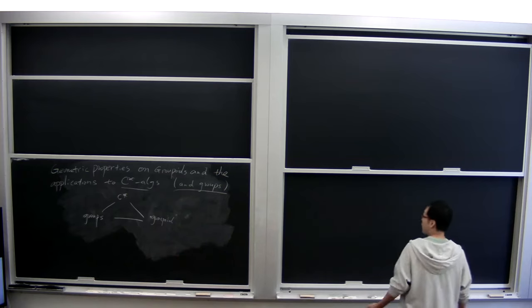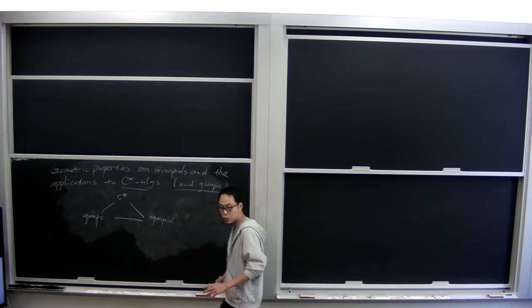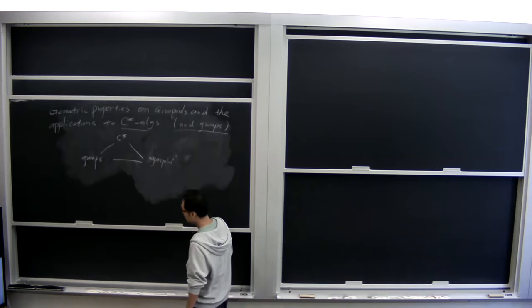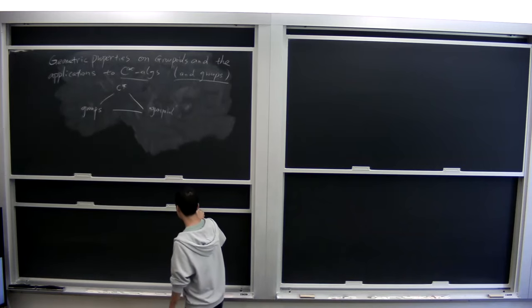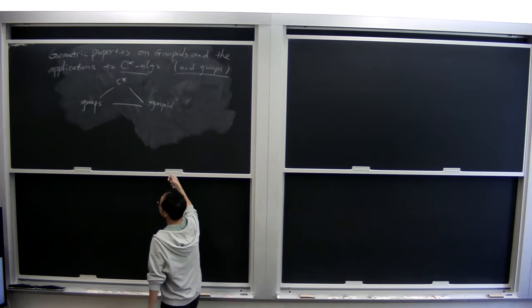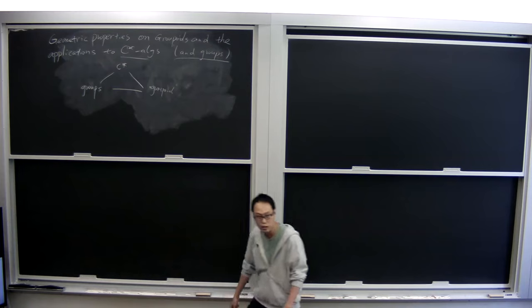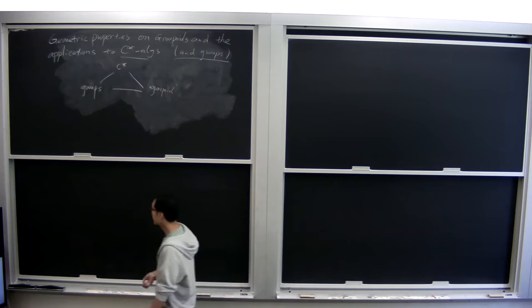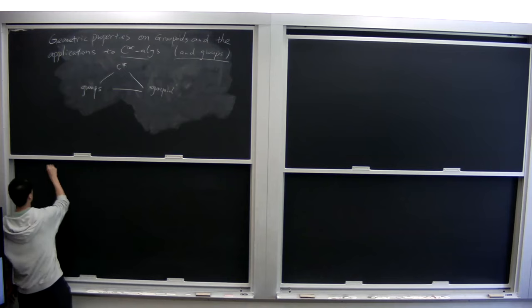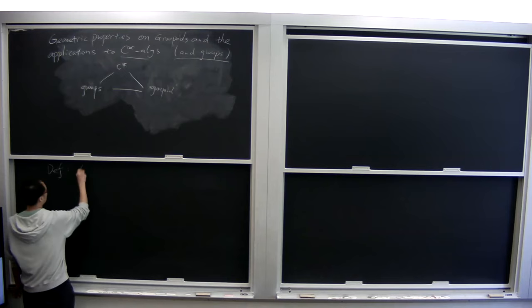So maybe I should start with, I'm not quite sure about the background here, but I believe I had better start with the definition of groupoids. Okay. So really speaking, informally, a groupoid is just a generalization of groups. Okay, so the definition. So a groupoid.